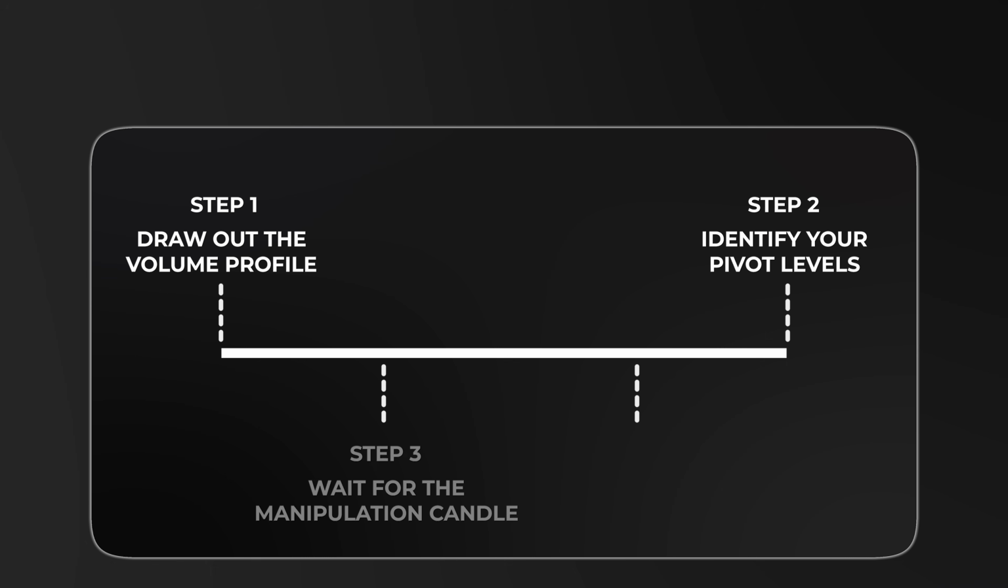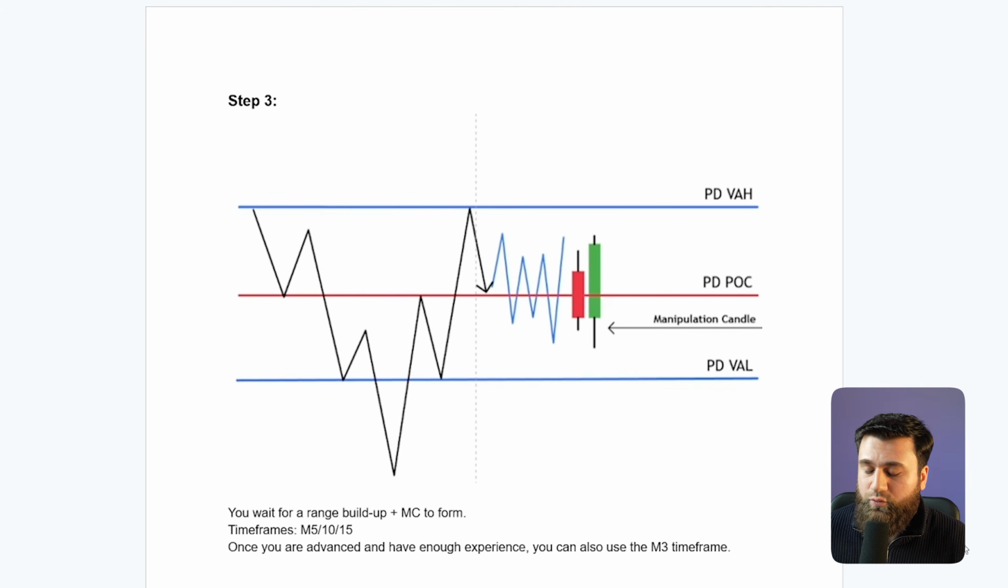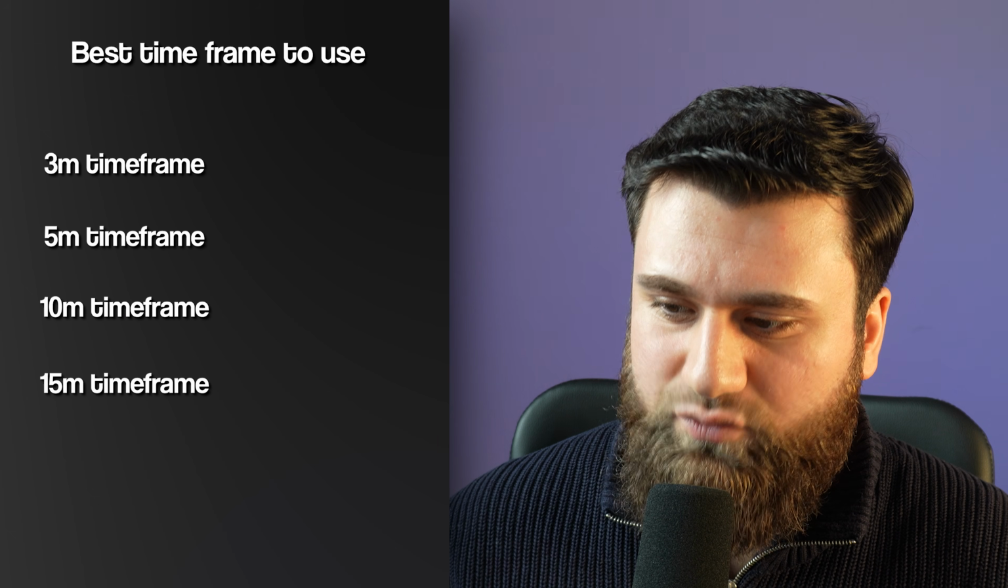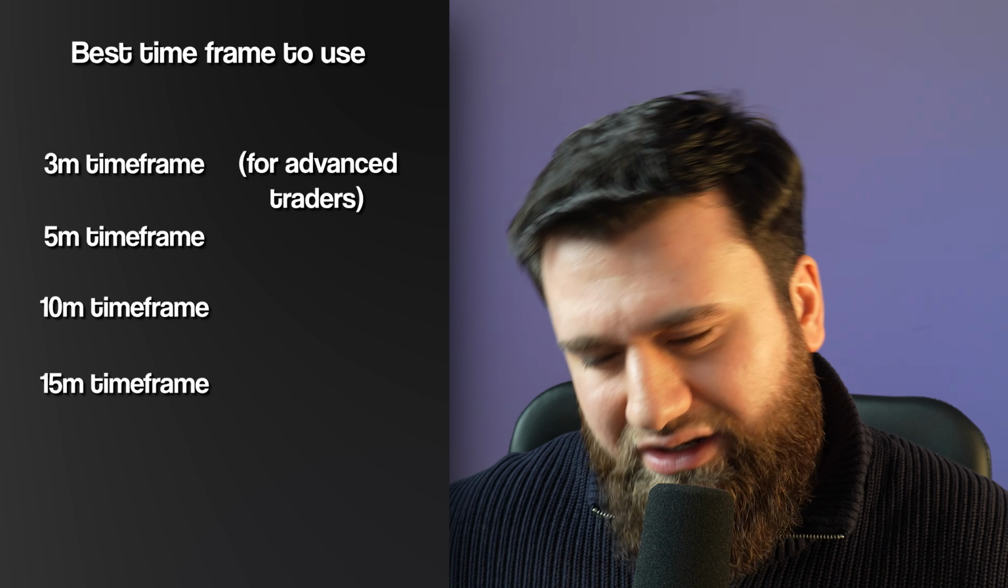So that brings us to step three, and step three is the most important step actually, because we have to wait for the manipulation candle. So right here you have the example. We are ranging around the point of control, and then we get the manipulation candle, which is the core of our strategy, guys. So we wait for the range buildup, then the manipulation candle forms, and then we execute on that trade. The time frames are the 3-minute, the 5-minute, the 10-minute, and the 15-minute as well. 3-minute is only if you're already a little bit advanced.